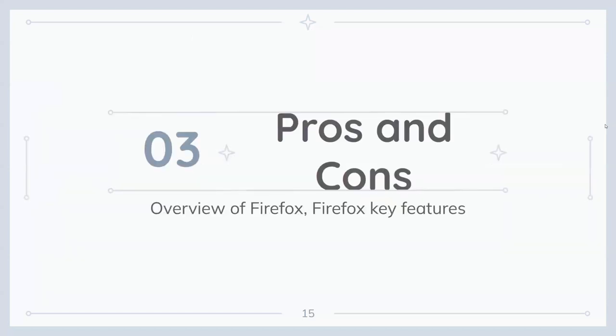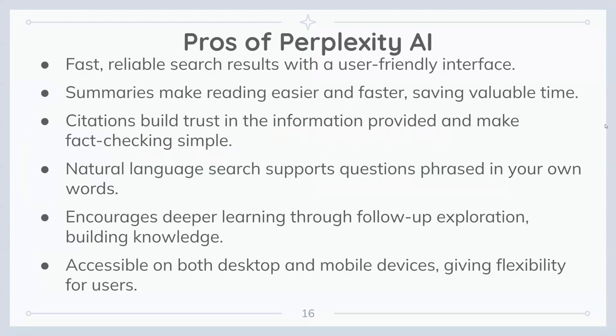So here are some of the pros and cons. So here are the pros of Perplexity. Like I said before, fast and reliable. Summaries make reading faster and easier. Citations, natural language search. Honestly, this is basically the same stuff that it said before. It's really good. It's available on pretty much every device.